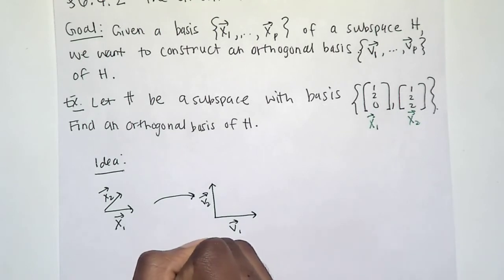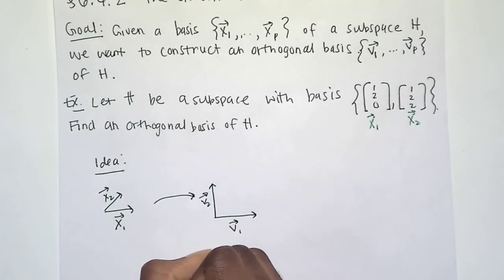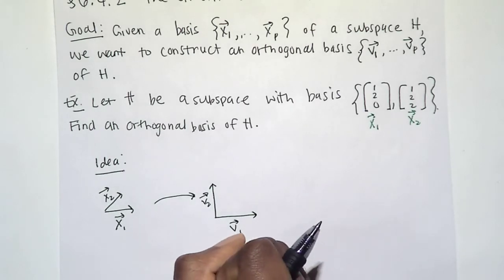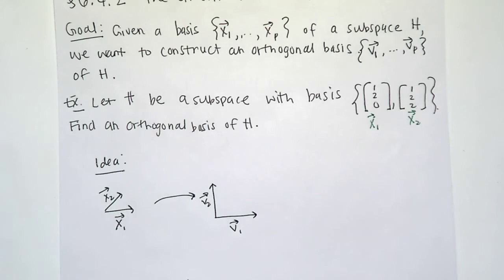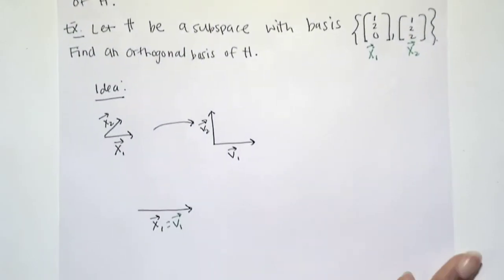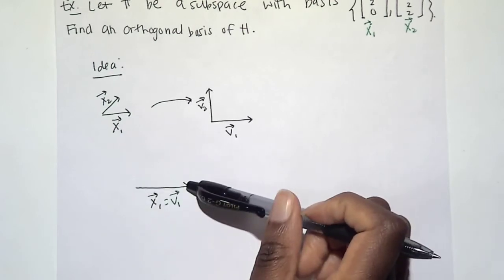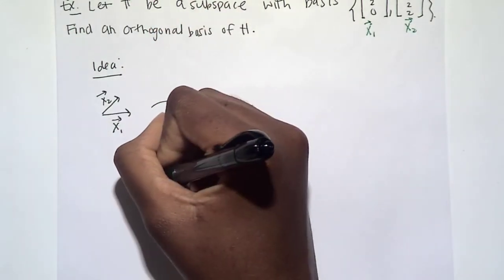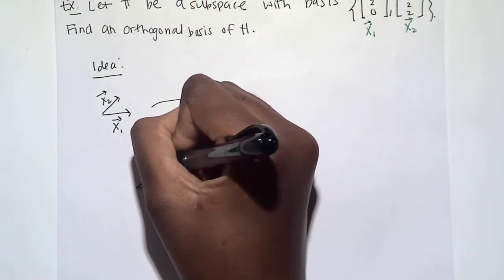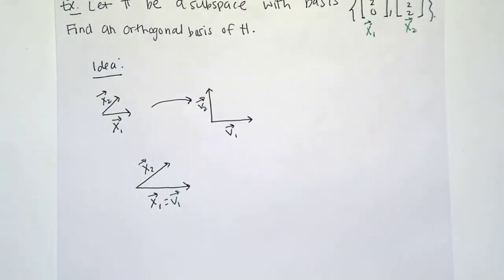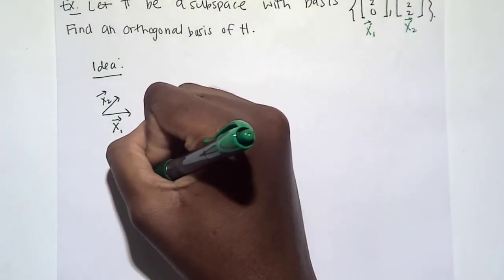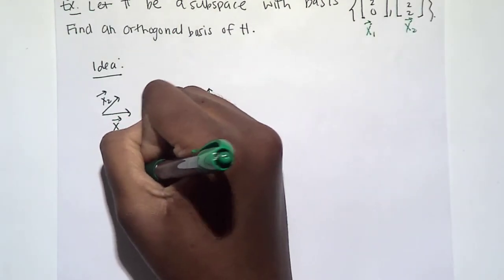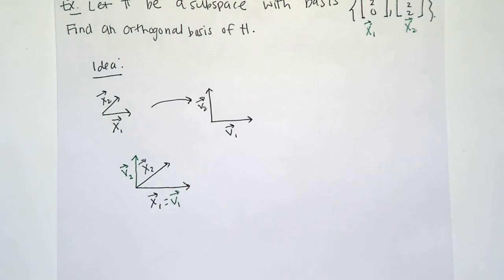So we are going to take X1 and set it equal to V1. So we're going to start with a focal point, the same first vector. Start with X1, set it equal to V1. All right, and then in this previous example here, we have our x2. All right, but we want something orthogonal, V2. How do we do that?